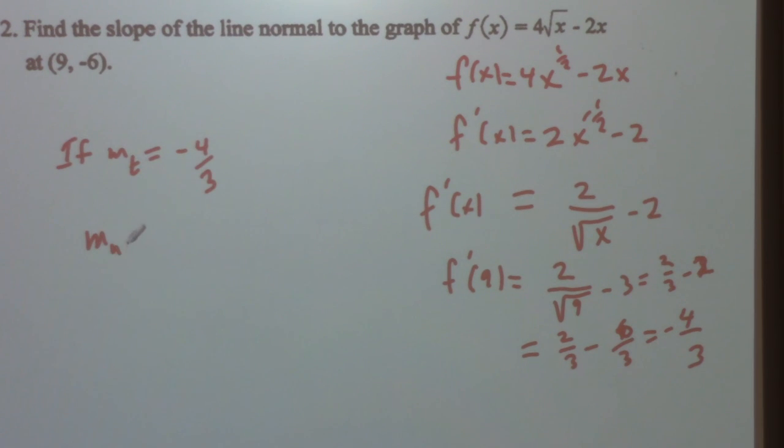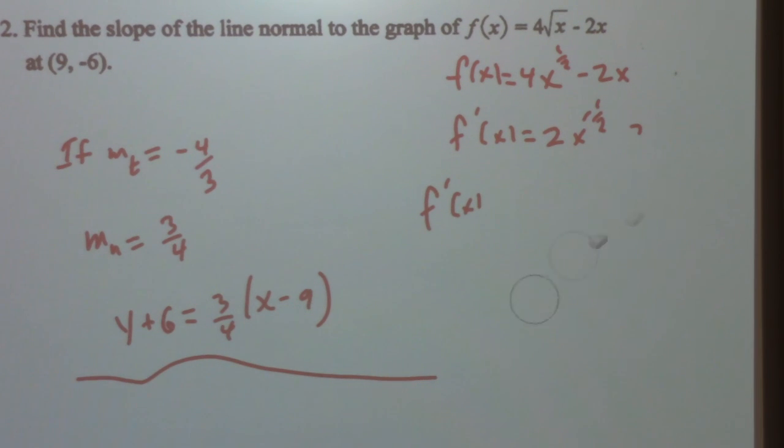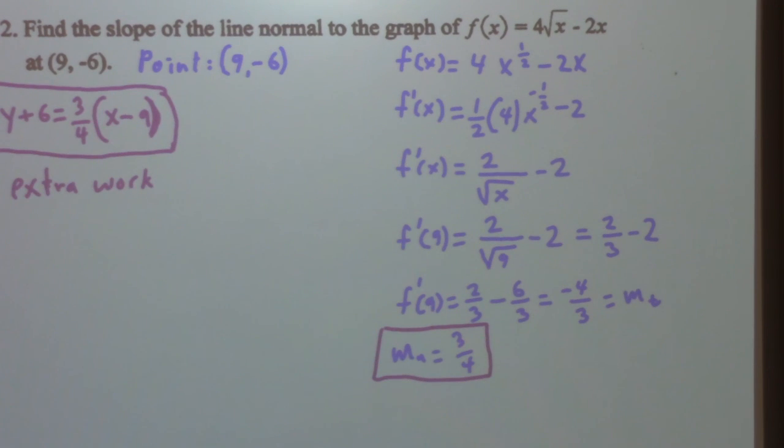What is m sub n going to be? 3/4. So we're going to get y plus 6 equals 3/4 times (x minus 9). So that's going to be our normal line. Really, that's all there is to it. It says find the slope of the normal line, so obviously 3/4 was really our answer, and this is our extra work here.